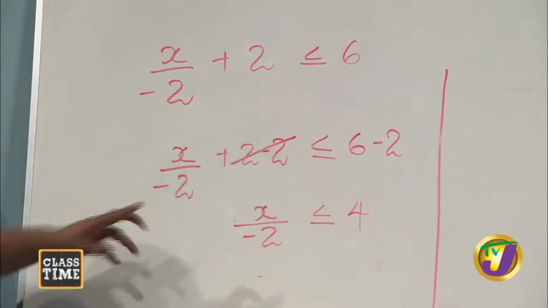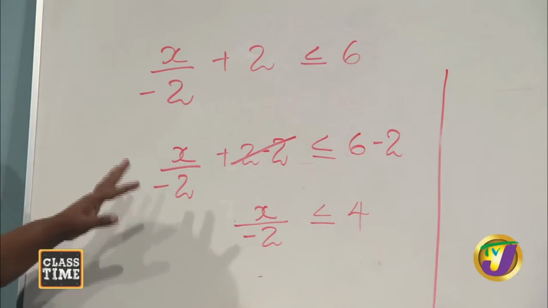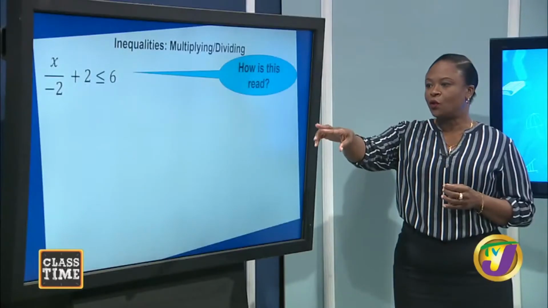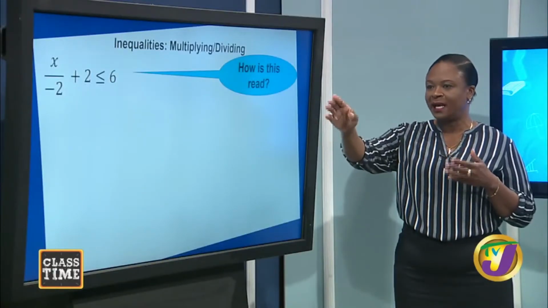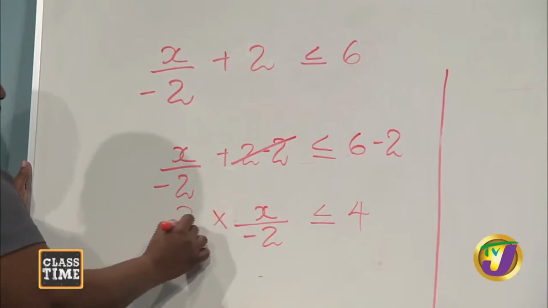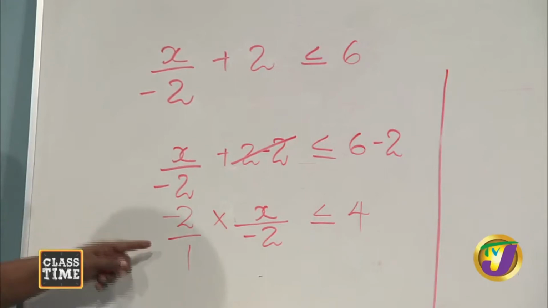Now, that's where the division comes in. And we are dividing by a negative 2. So we need to take into consideration what happens when we are dividing or multiplying by a negative number. In order to get x as the subject, we're in fact going to multiply, because in the original problem, it says divide. So we are going to be multiplying both sides by negative 2.